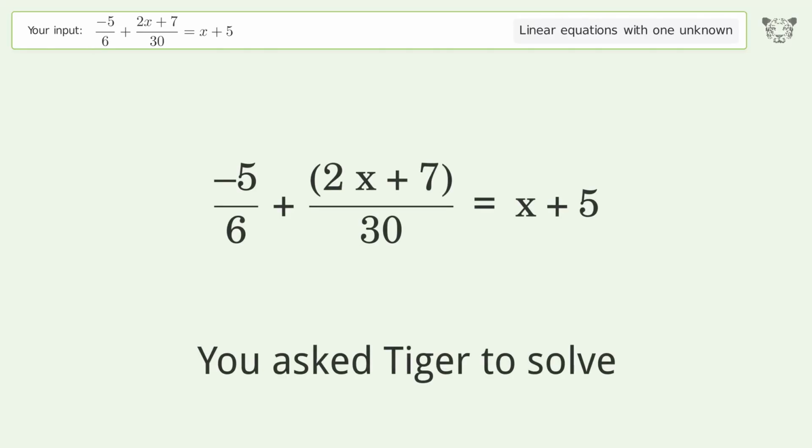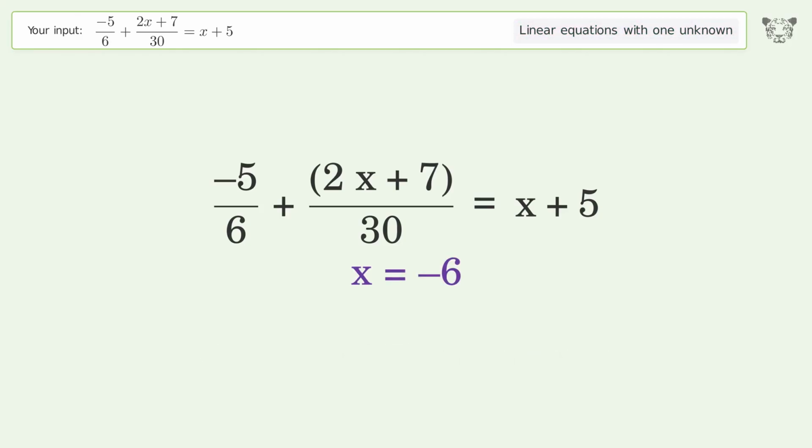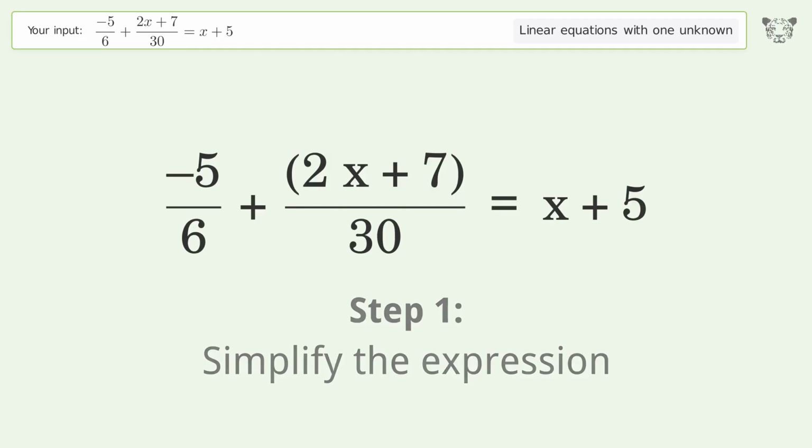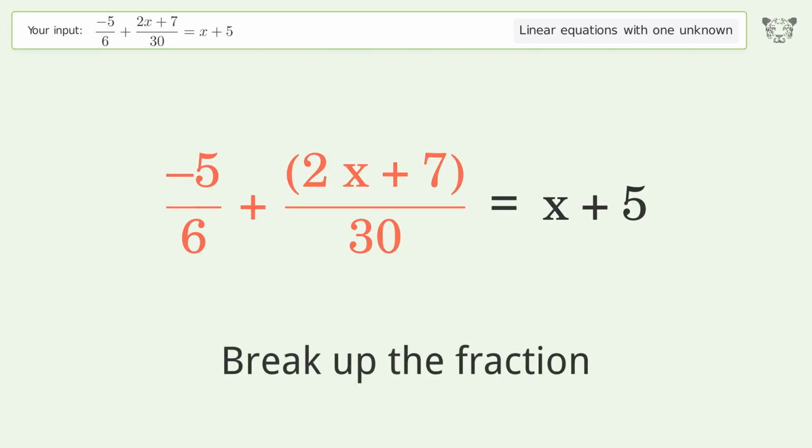You ask Tiger to solve. This deals with linear equations with one unknown. The final result is x equals -6. Let's solve it step by step. Simplify the expression. Break up the fraction.